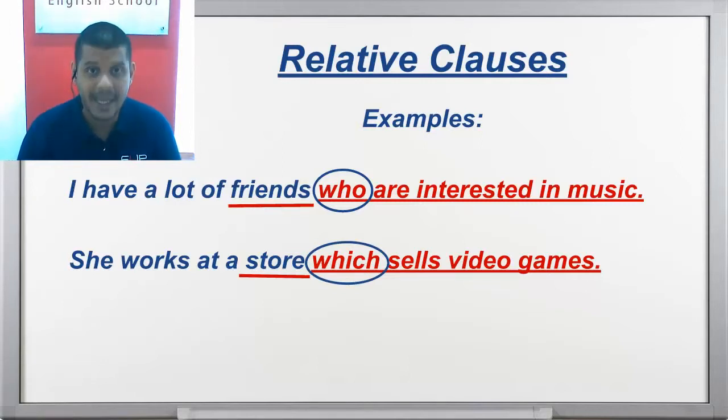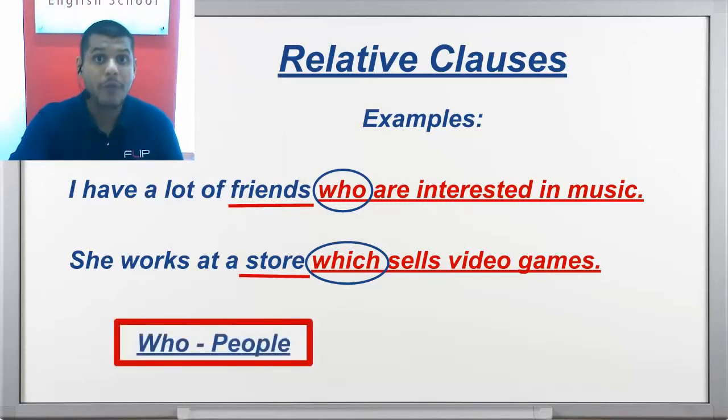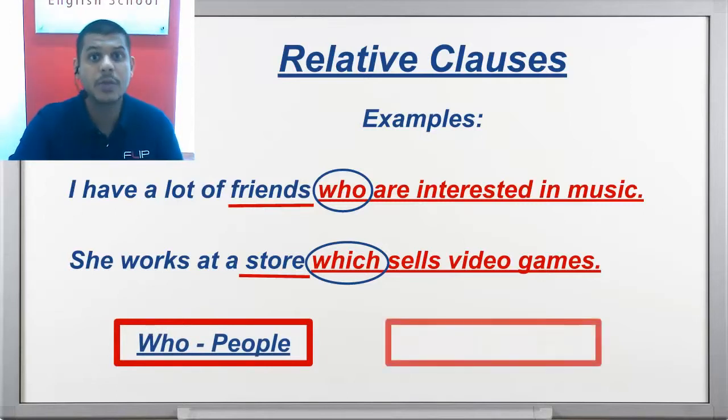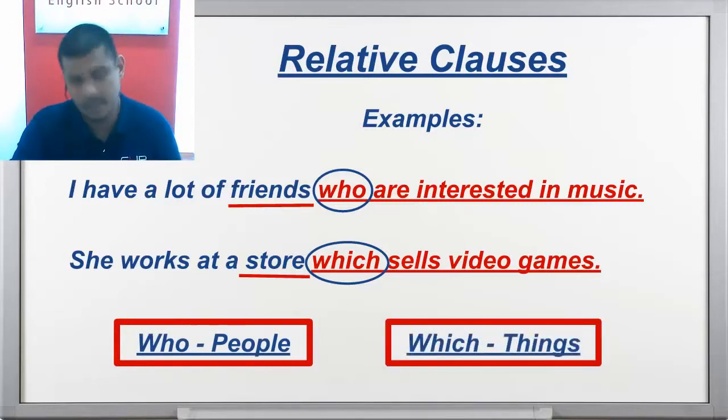So, in this case, attention, I will use who and which. More specifically, I will use who for people, and I will use which for things in general, all right? Basically, who for people and which for all the other things, locations, situations, whatever, all right?